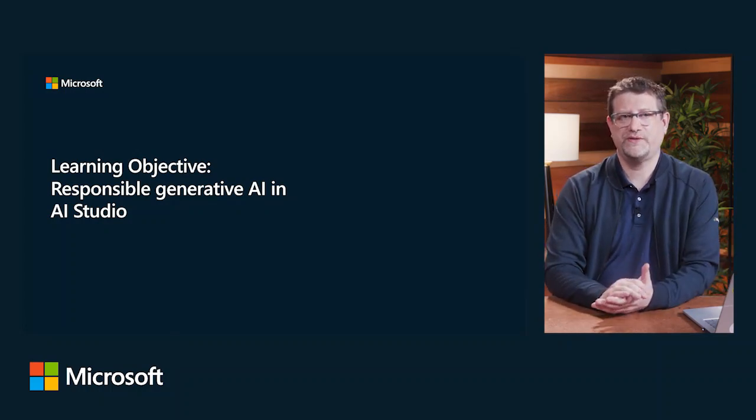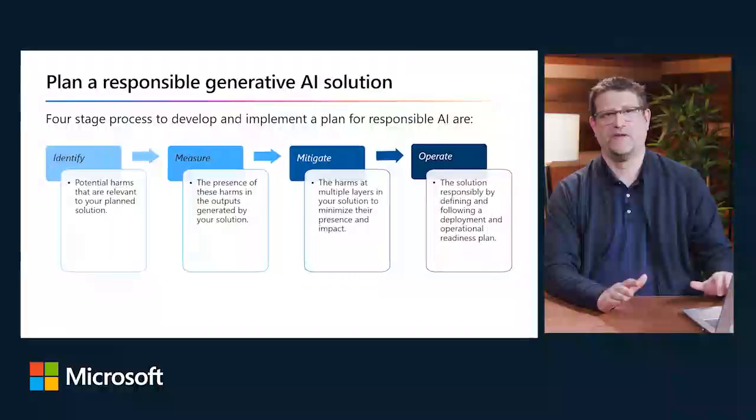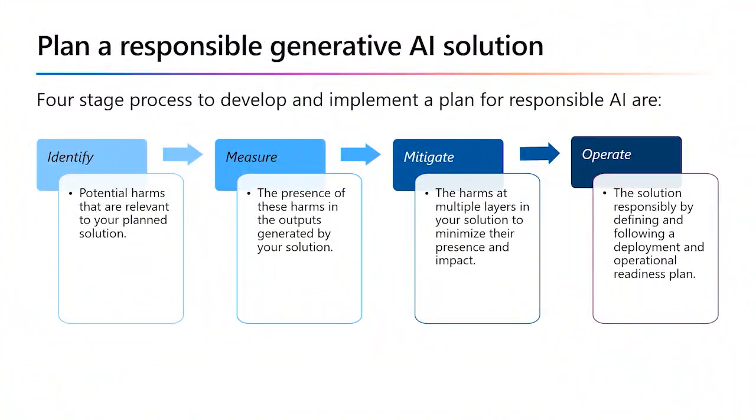This section has two parts: plan a responsible generative AI solution and operate a responsible generative AI solution. The Microsoft guidance for responsible generative AI is designed to be practical and actionable. It defines a 4-stage process to develop and implement a plan for responsible AI when using generative AI models.